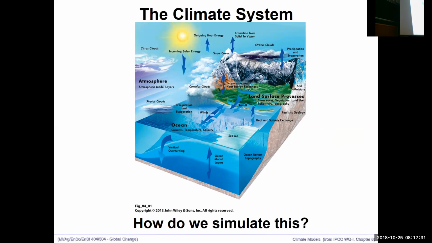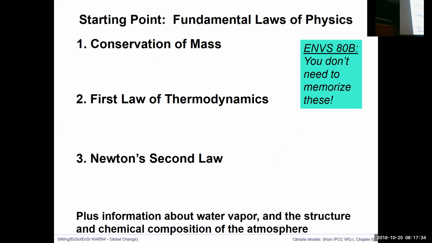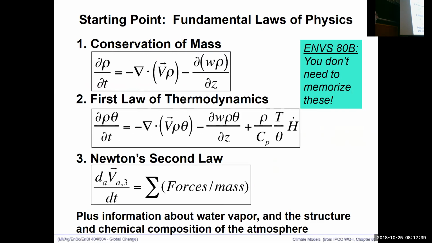representations. We start with some of the fundamental laws of physics, such as the conservation of mass, the first law of thermodynamics, and Newton's second law. You don't have to bother writing these down because, as you can see in the green box, it says you don't need to memorize these equations. We take these, plus information about water vapor and what we know about the structure, function, and chemical composition of the atmosphere, and we turn it all into equations as best we can.